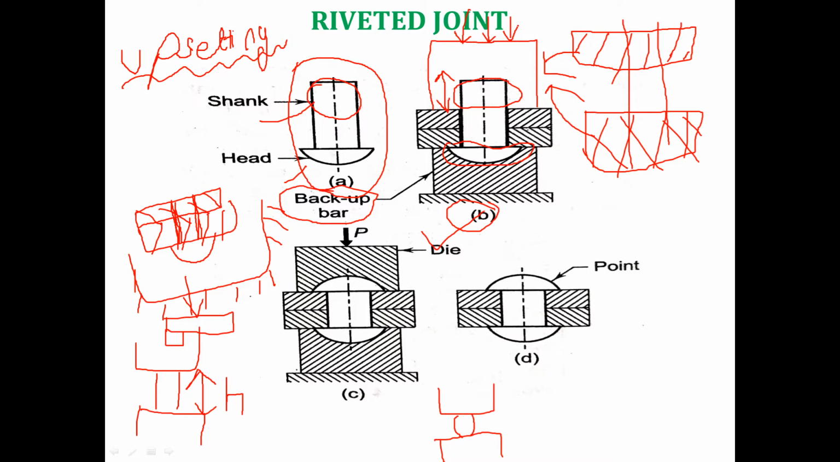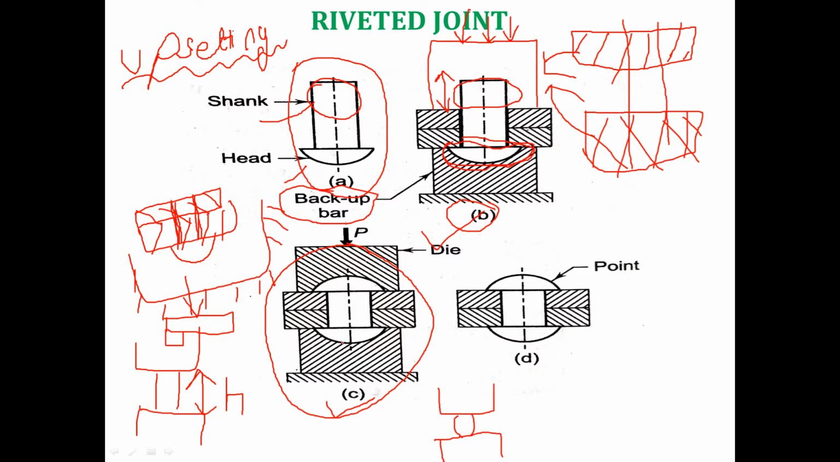As a result, after some interval of time, the portion of the shank which is open will take this cap kind of shape. Once it takes this cap kind of shape, figure number C is your final diagram.